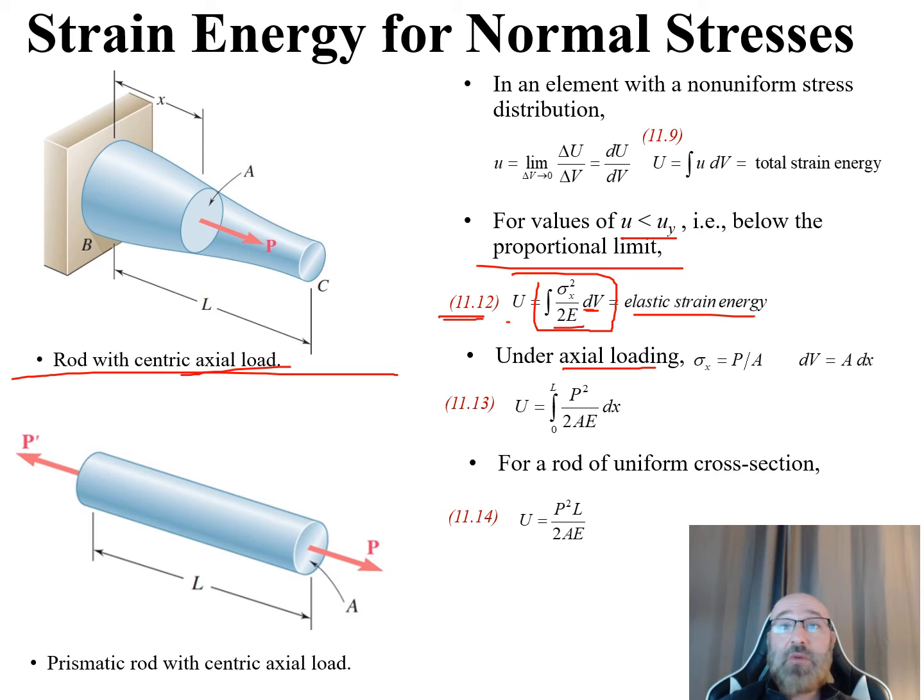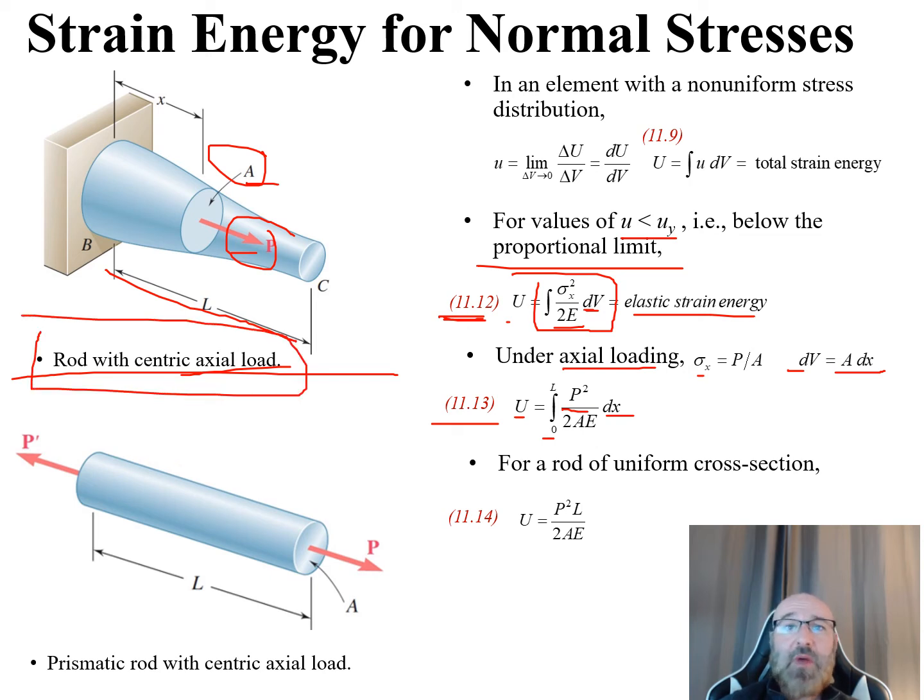So for this case here, we can see that our sigma x from our equation 11.12 is going to be equal to P over our A value there, and our dV is going to be equal to A dx. So with that, we then have our relationship we see in equation 11.13, that our elastic strain energy, our U value here, is the integral from 0 to L, where L is the length of that rod right there, of our P squared, our load squared, all over 2AE, there's our A and our modulus of elasticity E, dx. So this is for this rod that we see in the top left.